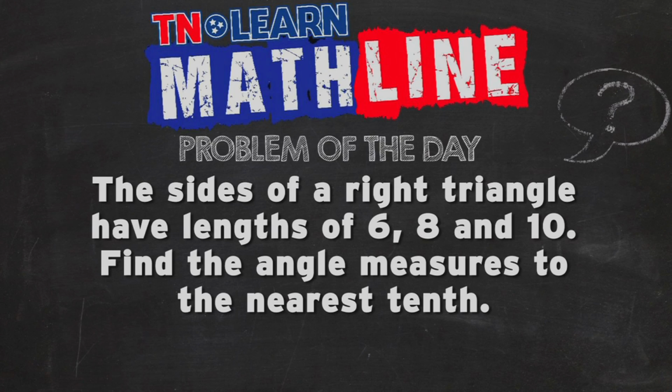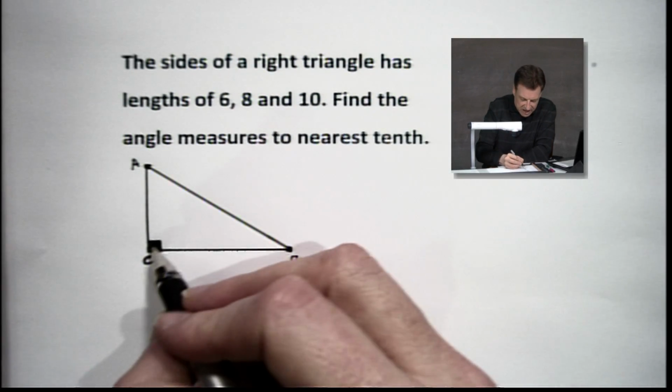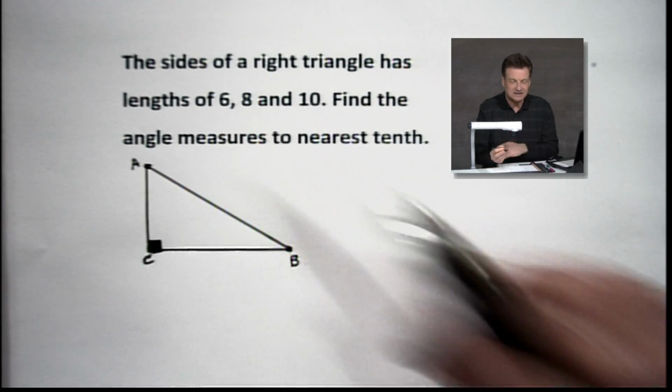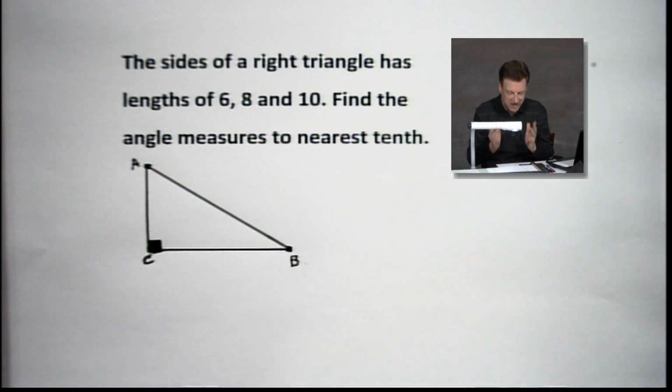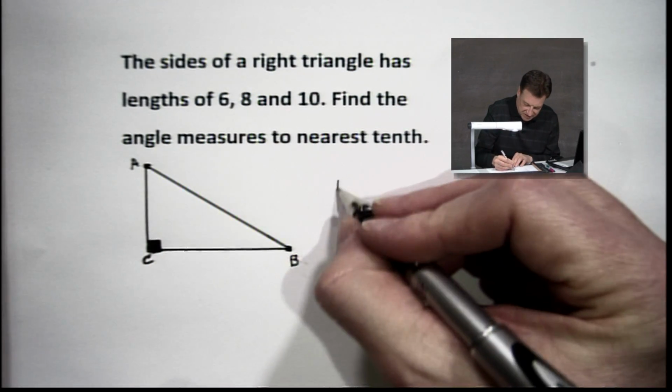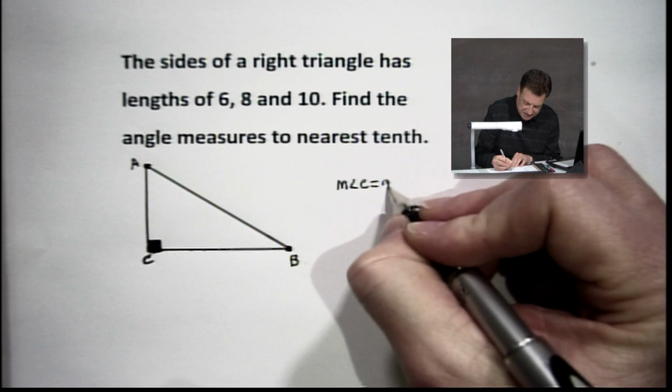Let's take a look at this. First of all, this one down here in the corner at C is easy. It's a right angle. It's a right triangle. So that one's easy. Angle C, the measure of C equals 90 degrees.